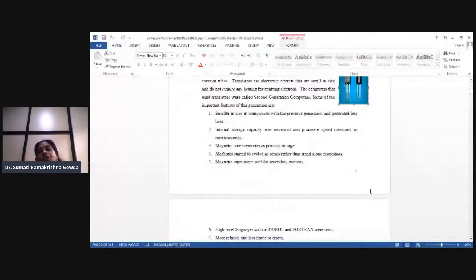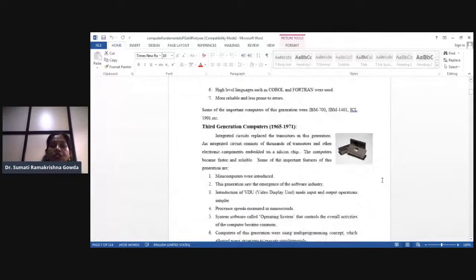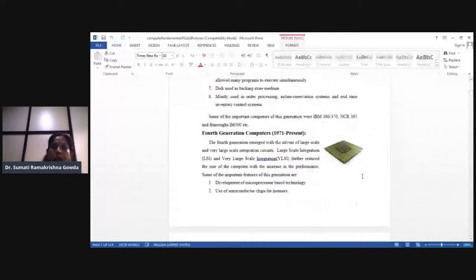Then the third generation started, from 1965 to 1971, with the invention of integrated circuits. These are the IC chips. Then the fourth generation, 1971 till present. See, these IC chips were replaced by this. This is nothing but your microprocessor.